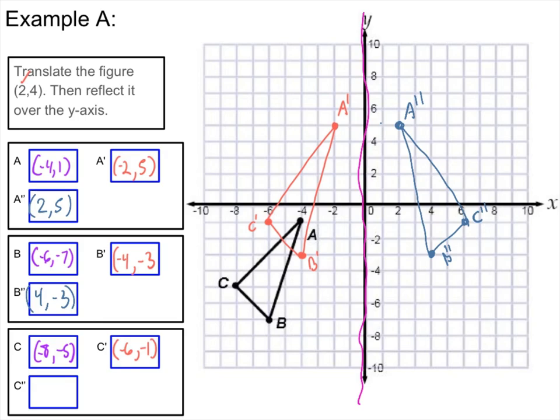And my C double prime is at +6, -1. So I've got all my points for both transformations, and I've completed this example. Let's take a look at example B.